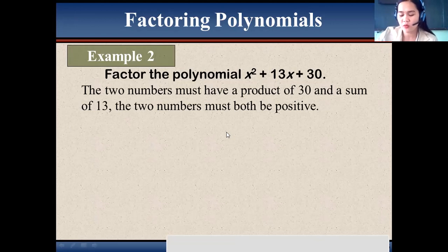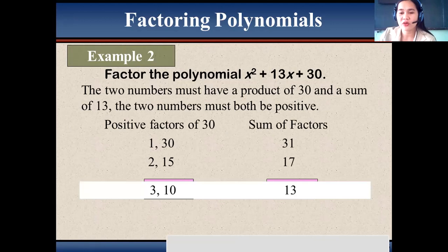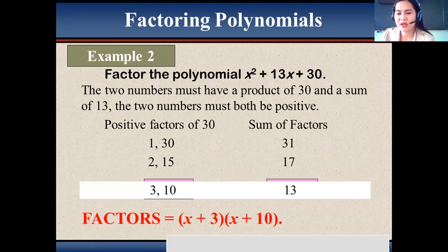So, factors ni 30 are 1 and 30. Pag i-add yan, the answer is 31. For 2 and 15, pag i-add, the answer is 17. Ang hinahanap natin is 13. So, 3 and 10. Okay, the sum is 13. So, our factors are x plus 3 times x plus 10. Ma'am, paano pag x minus 10 yung sagot ko? Mali, ha? Kasi tingnan niyo yung given natin, puro positive.